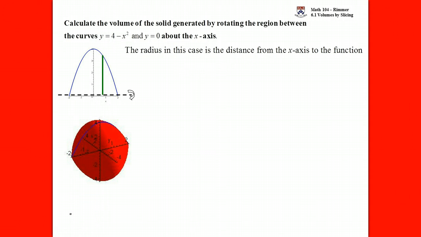All right, so what's the radius? Once again, it won't always be this. Please don't assume this. In these last 2 examples, the radius was the distance up to the function. Not always. But here it is. The radius is 4 minus x squared.